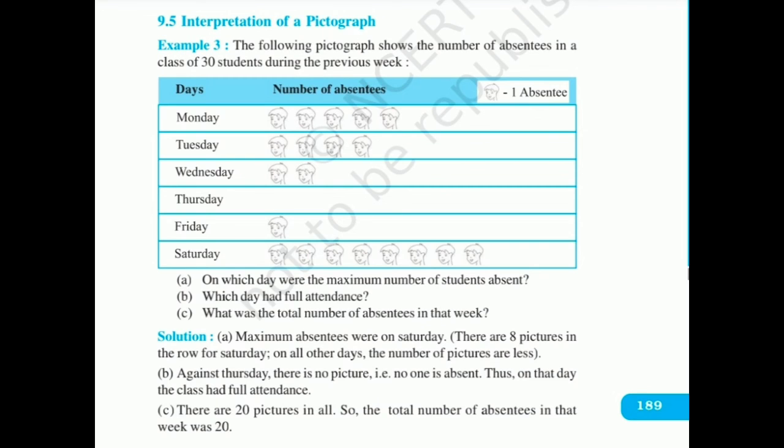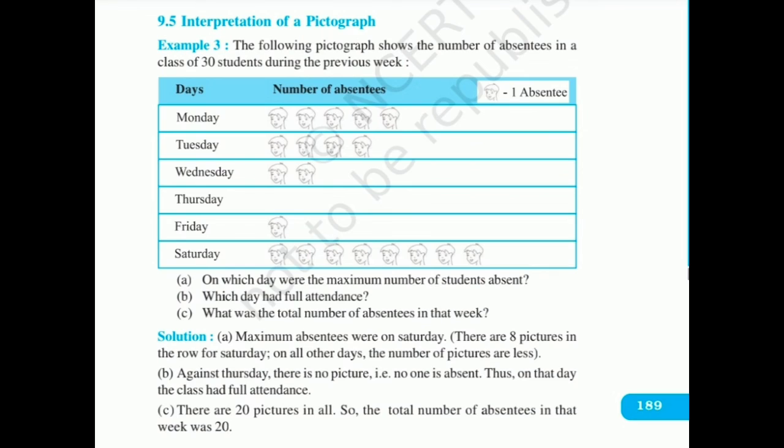Interpretation of a picture graph. The following picture shows the number of absentees in a class of 30 students during the previous week. So, on which day were the maximum number of students absent? Which day had full attendance? What was the total number of absentees in the week?